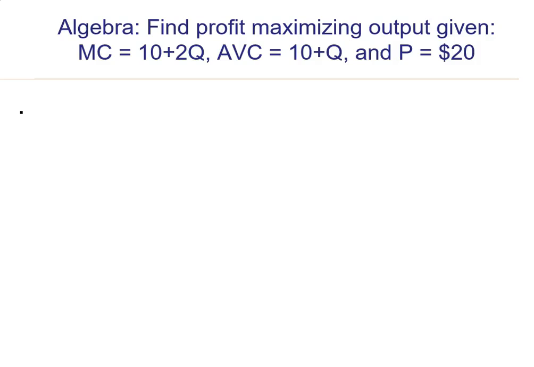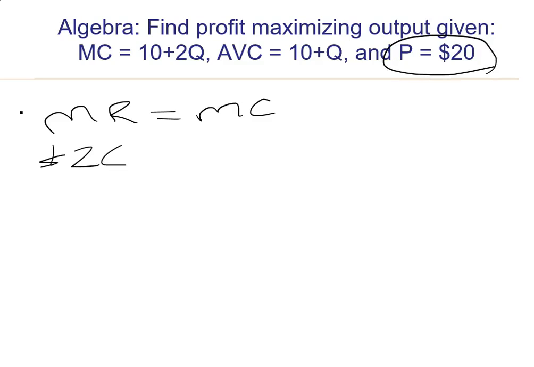Hopefully you remember that MR is equal to MC. So what's our MR, the marginal revenue? How do we find marginal revenue? Well, the marginal revenue for a competitive firm is the same thing as price, so that's 20 bucks. Marginal cost, you're given an expression for marginal cost, so just put that in the equation: 10 plus 2Q. And now it's algebra.